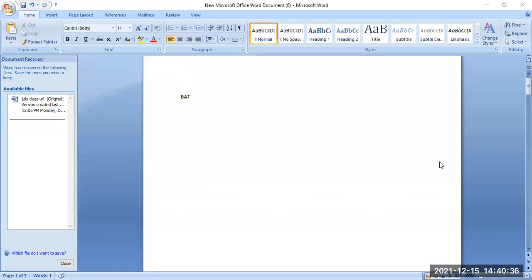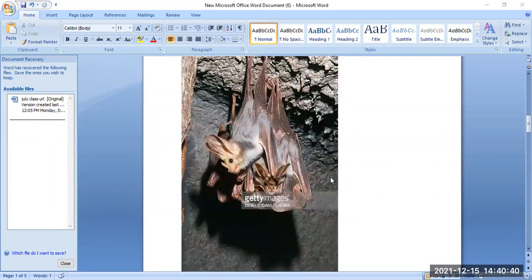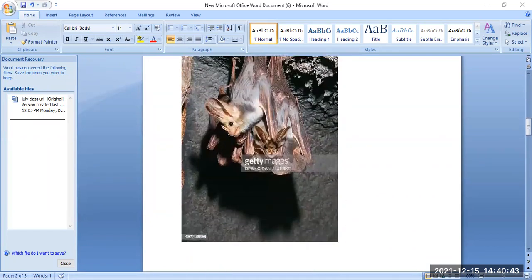Good evening, guys. Today our topic is the BAT algorithm. You can see here is some image of a bat.